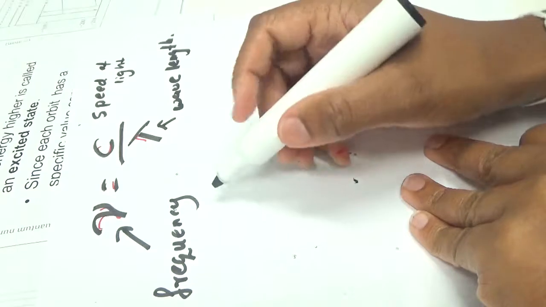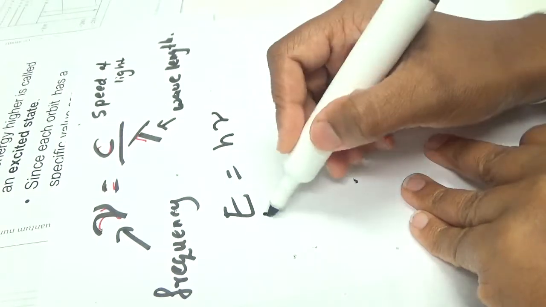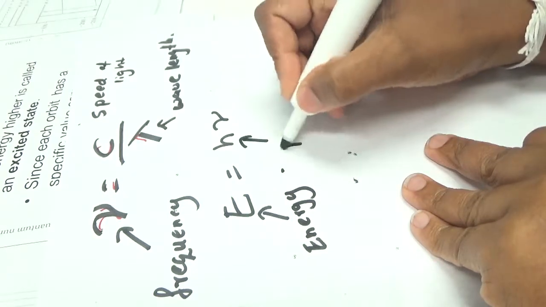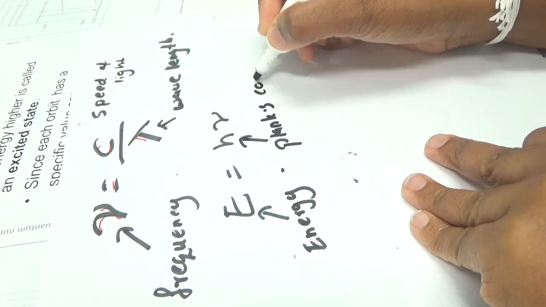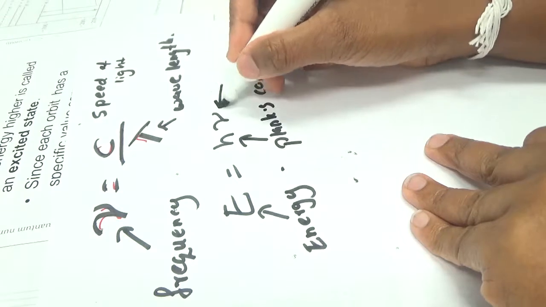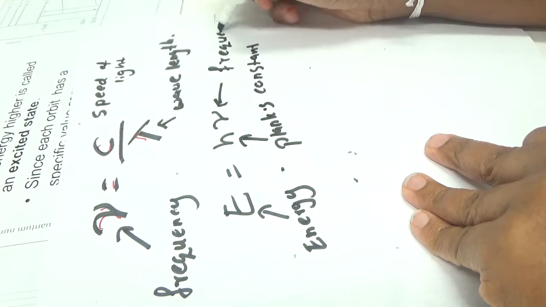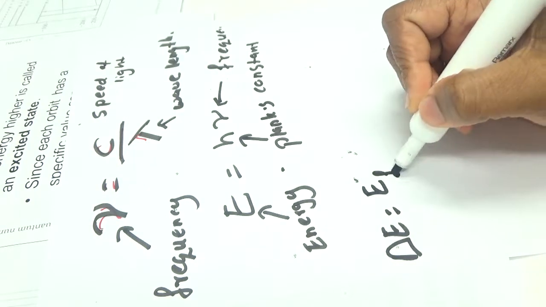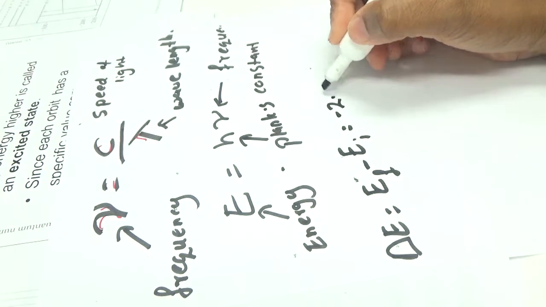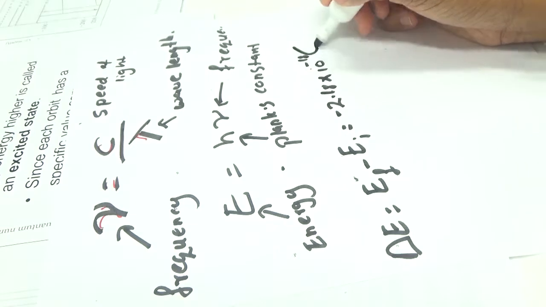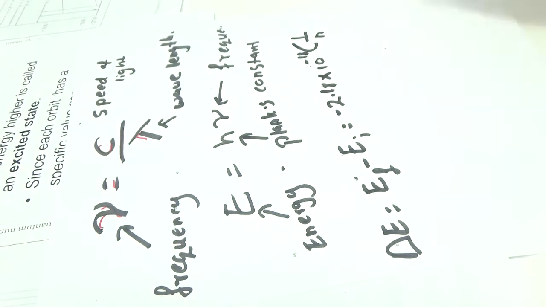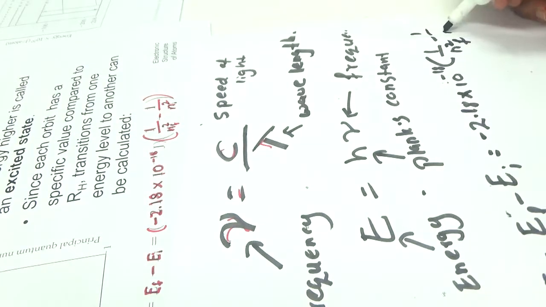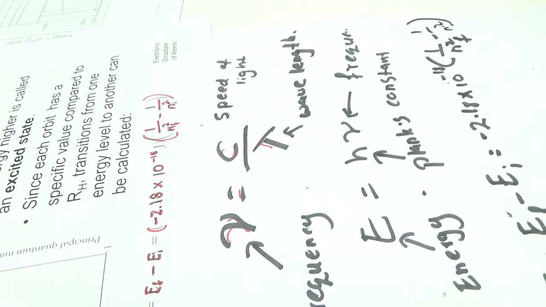And then we learned E equals h mu. E is energy for the particular transition, h is Planck's constant, and mu is frequency. Lastly, we learned the energy for a specific transition: delta E equals E final minus E initial equals negative 2.18 times 10 to the power negative 18, times 1 over n final squared minus 1 over n initial squared. So these are the three equations we learned so far.